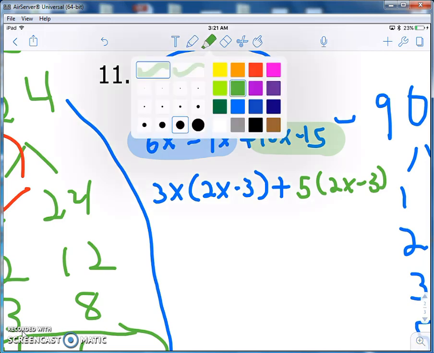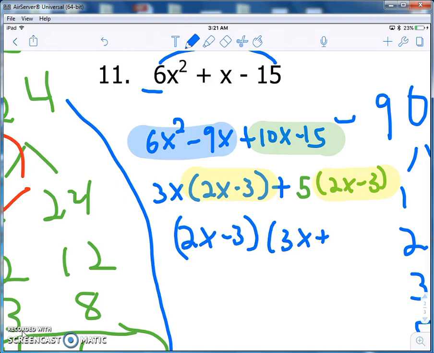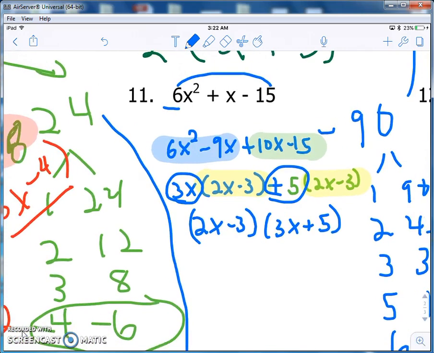Notice that the parentheses are the same, the highlighted yellow are the same, so we're going to factor that out. And we get 2x minus 3 as our common factor. 3x plus 5 is the other factor. So these factors always go in, things that we factor out go in one of the parentheses. And there's your factorization for 11.